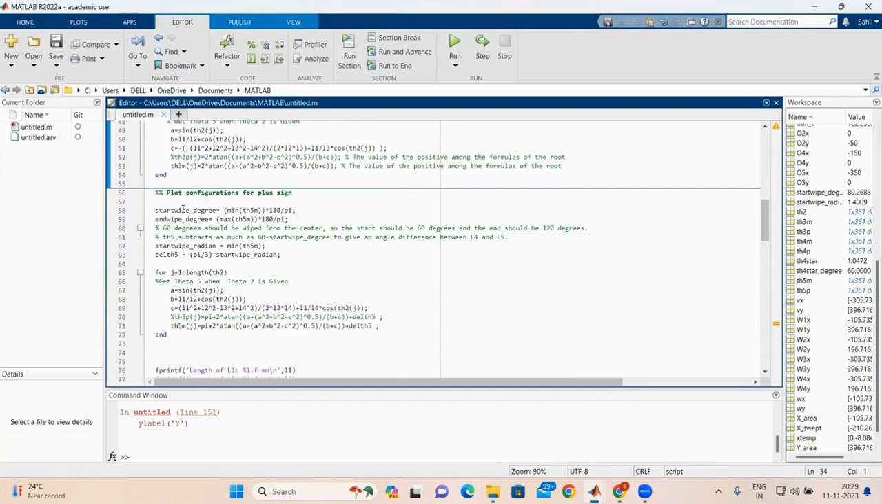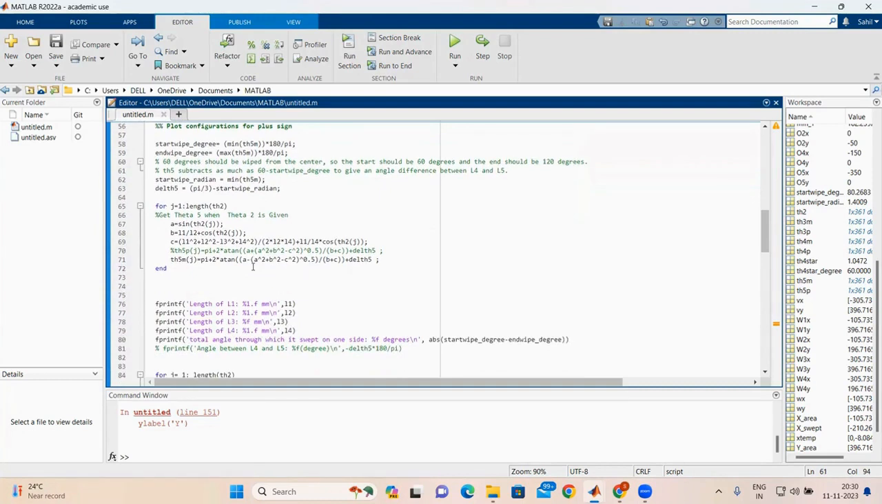And next, we went on to calculate the start wipe degree and end wipe degree. Basically, here we can see 60 degrees from the center is the total angle swept on one side, so it is around 120 degrees, seeing both sides. Theta 5 subtracts 60 minus the start wipe degree to give an angle between L4 and L5. So here we have got the angle between L4 and L5. So now we are getting theta 5 given theta 2, and here we have again used a similar approach.